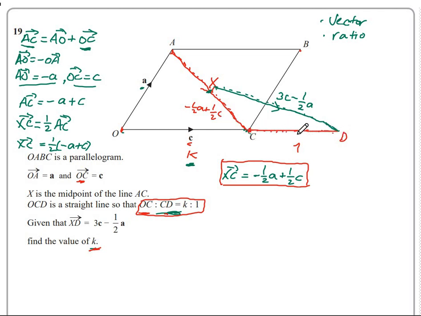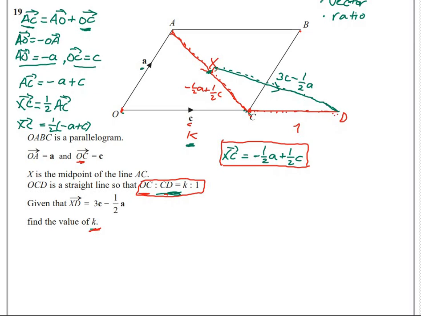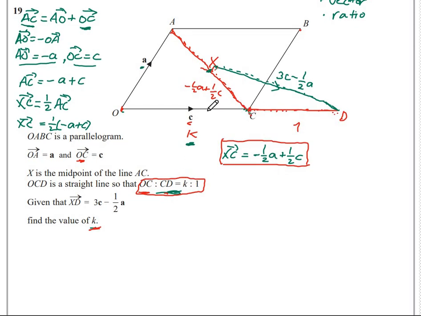Okay, so in order for me to find CD, I can't go straight from C to D. I have to go in the form of a triangle. Notice here that this forms a triangle. So I can go from C to X and then from X to D to find CD. So now I'm starting to attempt to work backwards from my problem. I have this problem here: OC colon CD equals K colon 1. I want to find the value of K. K is linked to this part here. So I have OC, so I need to find CD.